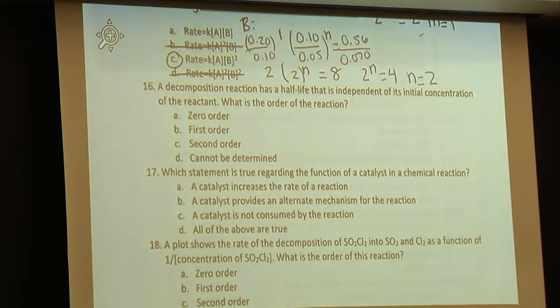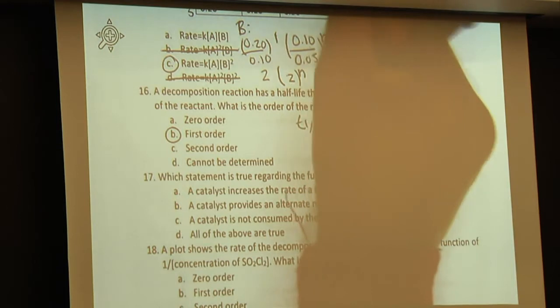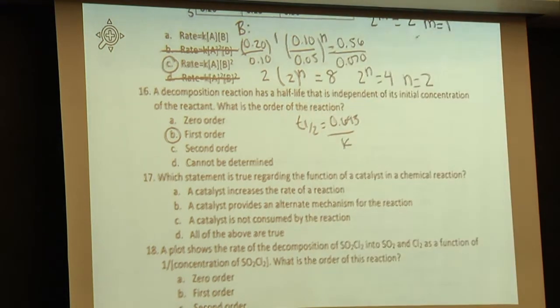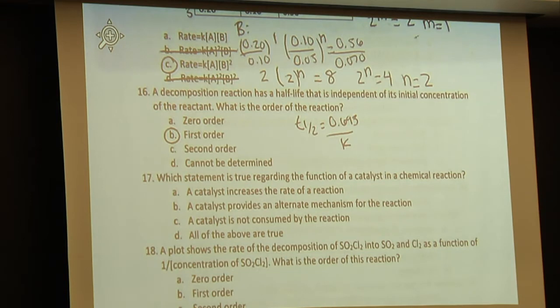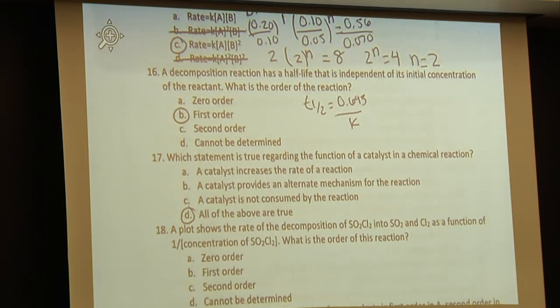All right, so the answer is actually B, first order. If you remember, the half-life equation for first order was 0.693 over K. It's the only half-life that you don't need the concentration for. This is a very popular question, by the way, and they can ask it in several different ways. Okay, number 17, we should know this question. Which statement is true regarding the function of a catalyst in a chemical reaction? Yeah, it should be all of the above. So 16 is B, 17 is D.